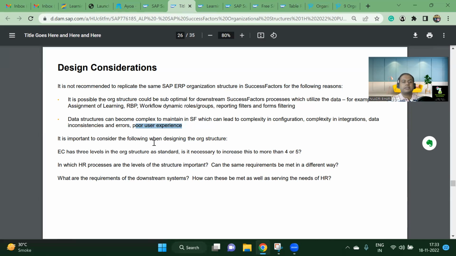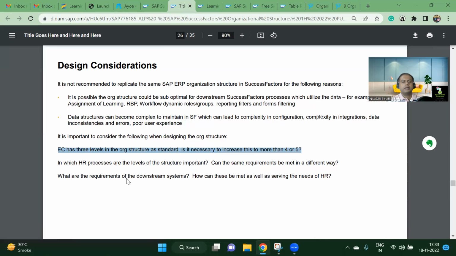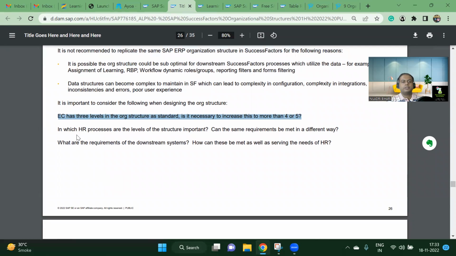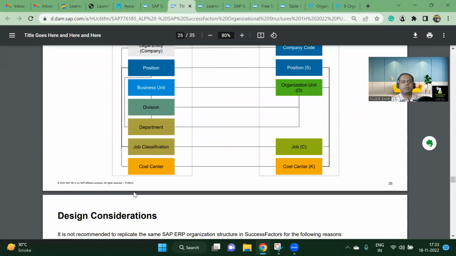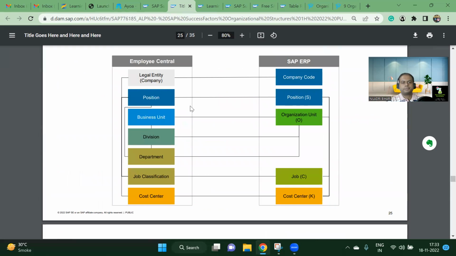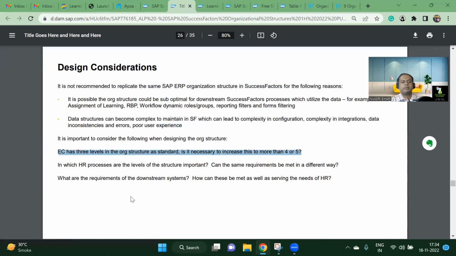It is important to consider the following when designing the org structure. EC has 3 levels in the org structure as standard. Is it necessary to increase this to 4 or 5? These are key questions you have to understand. Here we talked about legal entity, then division, department, locations, cost center, all these things, right? EC has 3 levels of structure as standard. Is it necessary? You have to think about it.